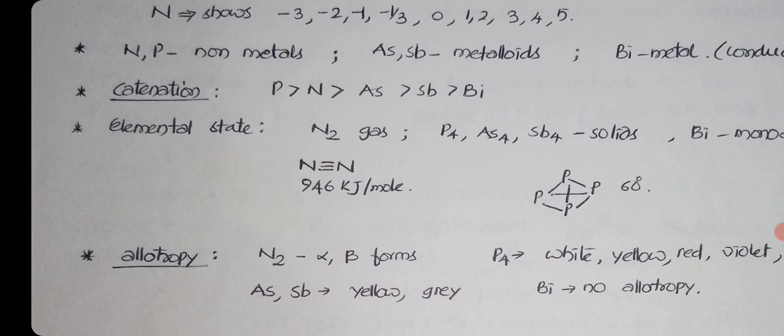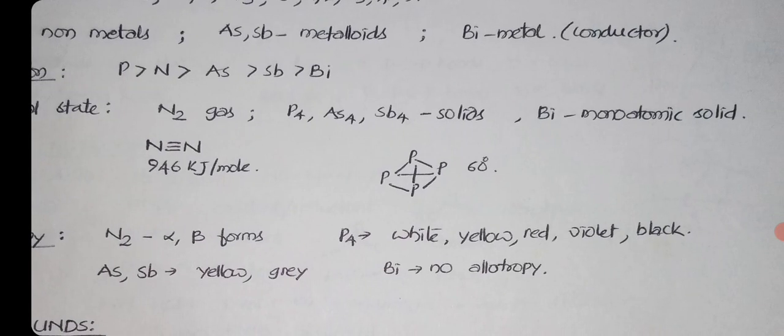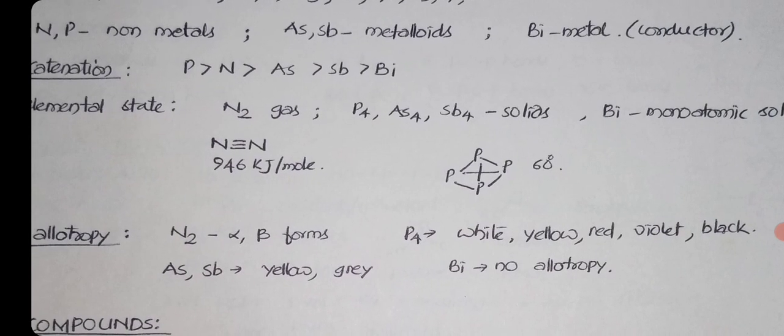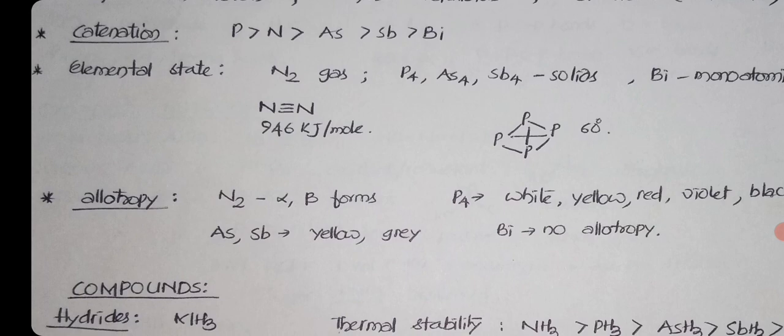If you see N2 gas, N triple bond N, the bond energy is 946 kilojoules per mole, whereas phosphorus, arsenic, antimony are tetraatomic solids. In P4, all the phosphorus atoms are at the corners of a tetrahedron. Bismuth is a monoatomic solid. One important point to remember: phosphorus single bond energy is greater than nitrogen single bond energy. Note, phosphorus single bond energy is greater than nitrogen single bond energy.